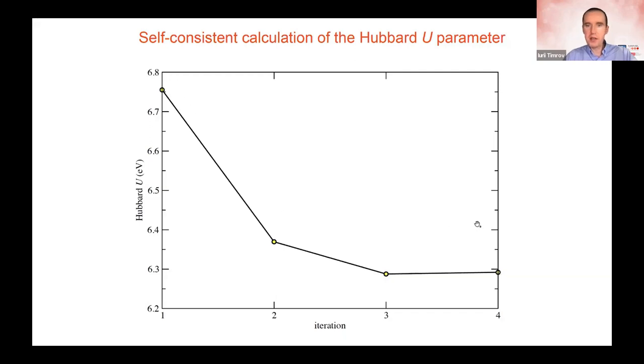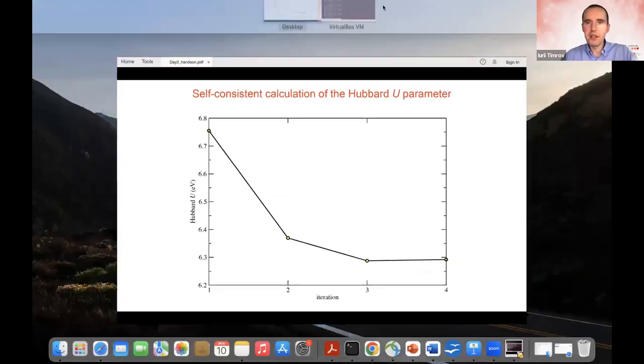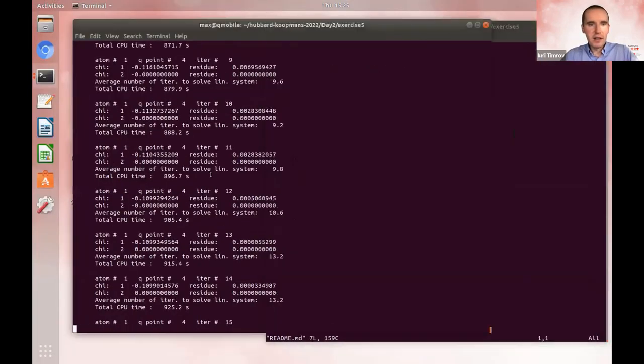So you see, it takes quite a number of calculations. It's not just one calculation. It really takes quite a bit of calculations. And yes, this is still our first run, but we're already at the last Q point, number 4.